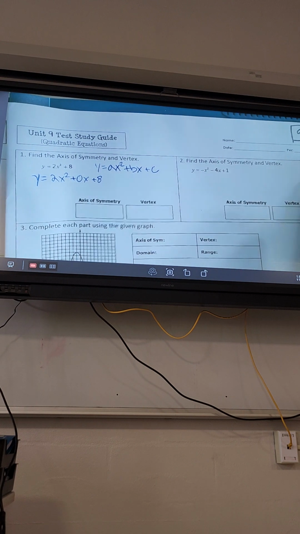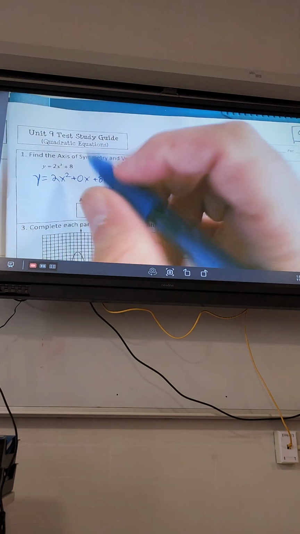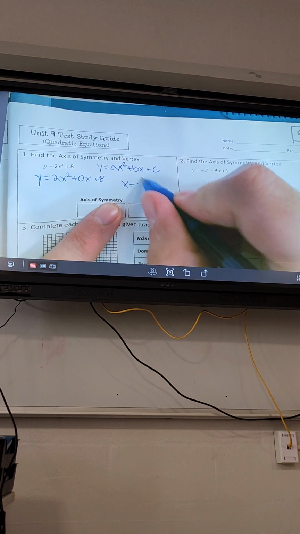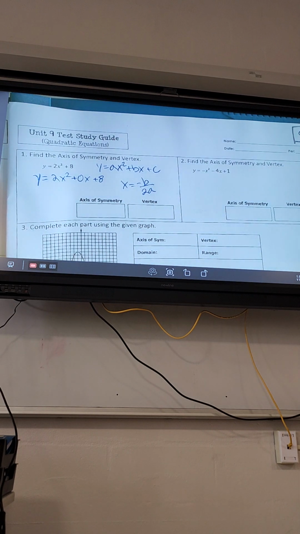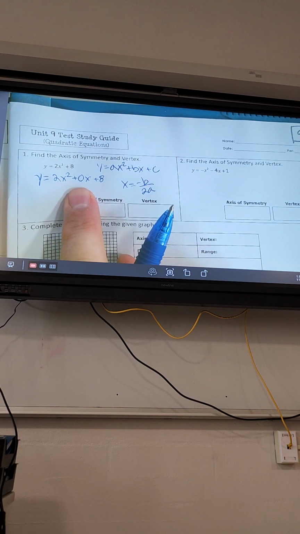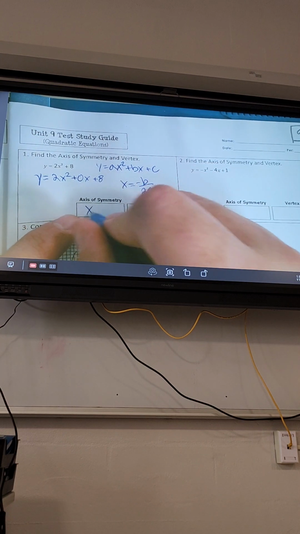All right. So we have a 0x here in the middle. If I'm asking for the axis of symmetry, remember the formula is x equals the opposite of b over 2a. You'll have that formula on your test. The opposite of b is going to be 0, and 0 divided by anything is just 0. So your axis of symmetry, we don't really have to do any work for.